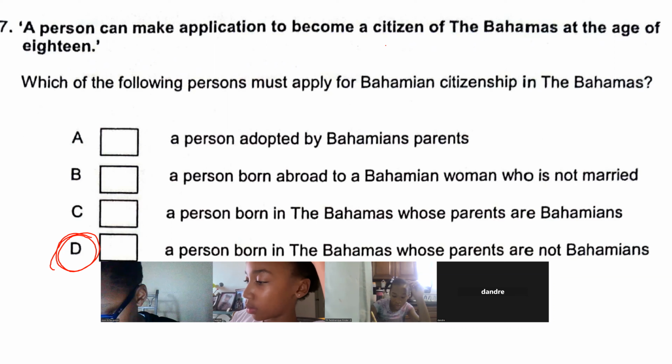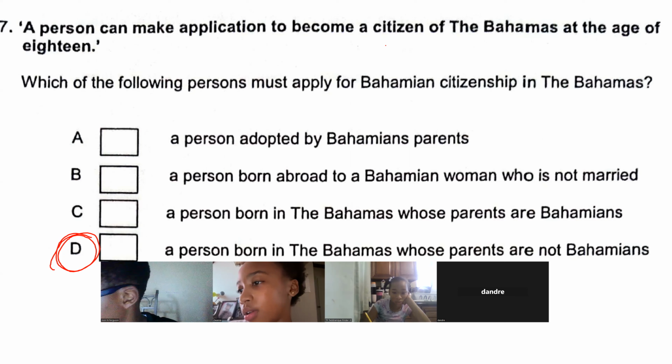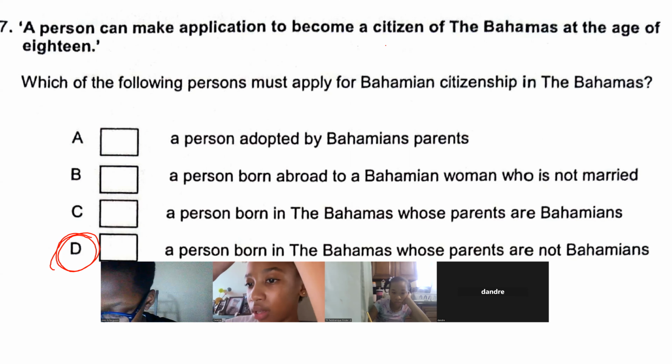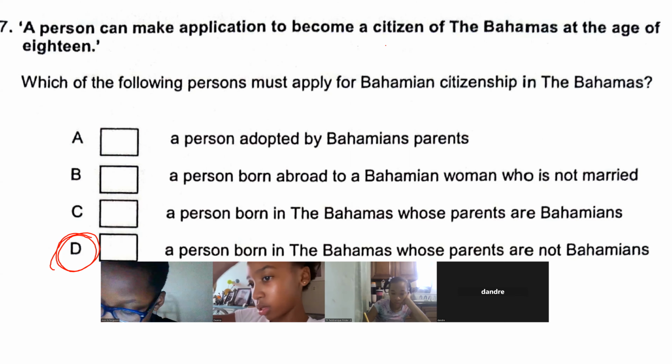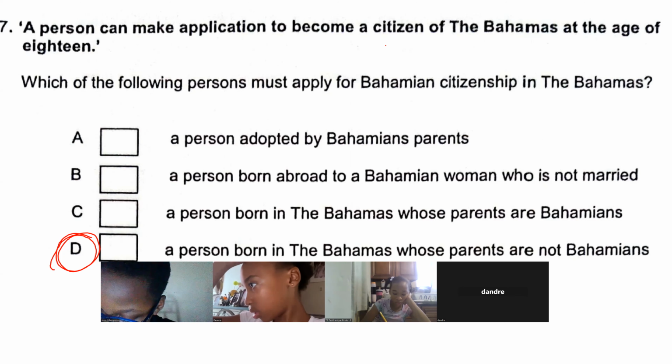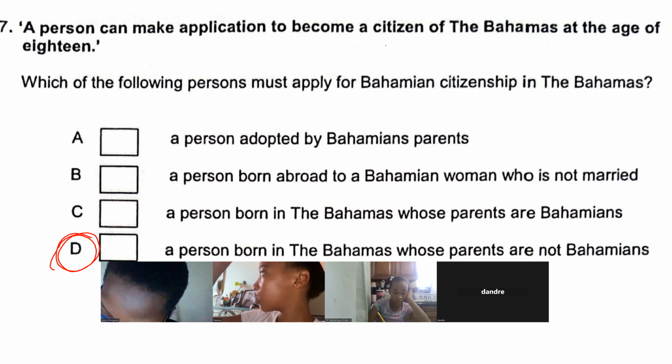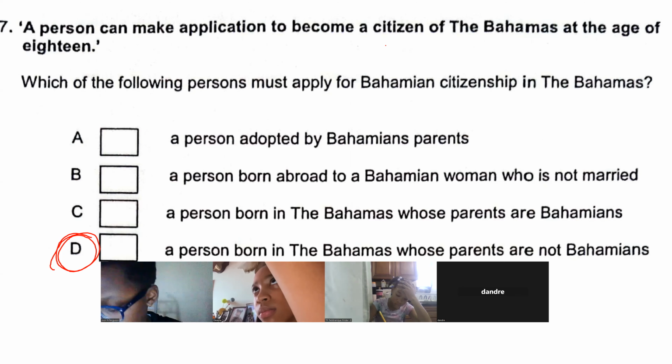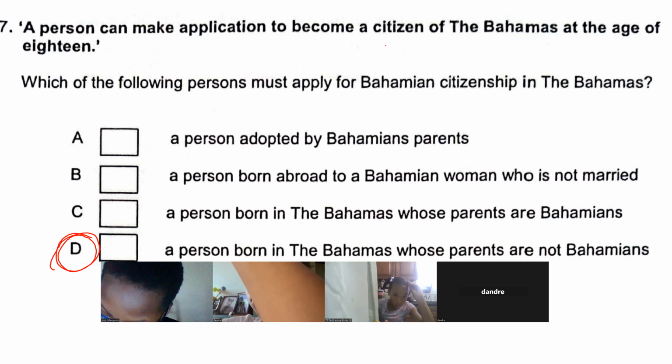DeAndre, are you there? DeAndre? I'm finished now. All right. Yes, sir. Turn on your camera, please. Why is the camera off? I tried to turn it back on. It's not turning on. I'm trying to turn on my camera. It's not turning on. Okay.